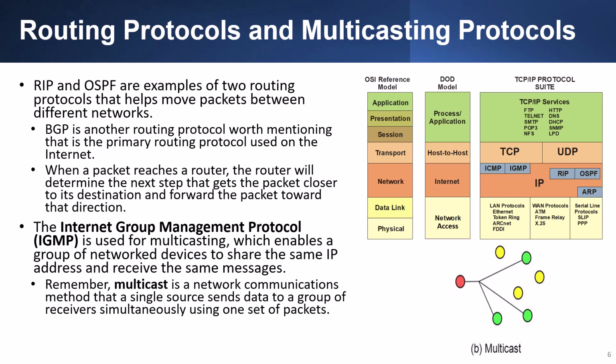The Internet Group Management Protocol, or IGMP, is used for multicasting, which enables a group of network devices to share the same IP address and receive the same messages. Remember, multicast is a network communications method in which a single source sends data to a group of receivers simultaneously using one set of packets.